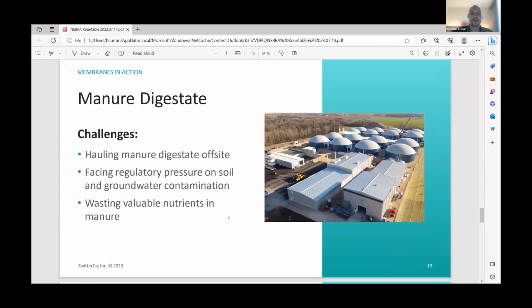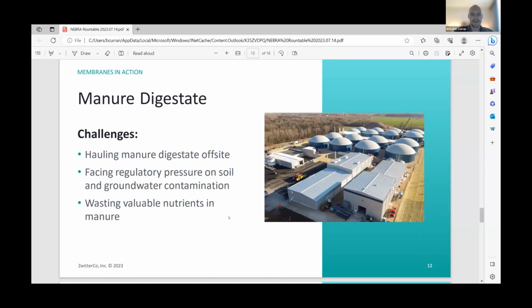Some of the challenges that they were facing before is that they didn't have a solution for their digestate. This is one of those projects that I was talking about, where the digester project was turning into a wastewater treatment project. They were looking at other options for the digestate that weren't membranes. Their other solution was hauling offsite, so that's what we were comparing ourselves against. And it's because they were facing regulatory pressure on soil and groundwater contamination.